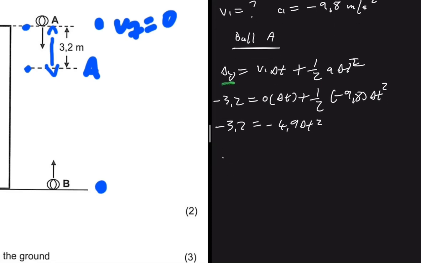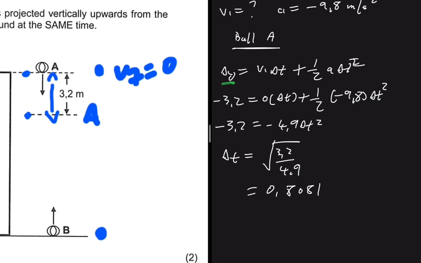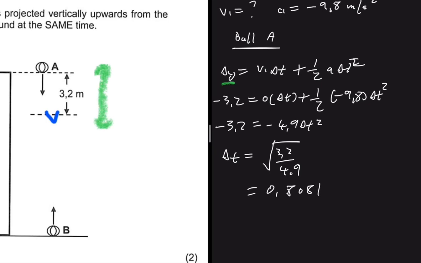If we make delta t the subject of the formula, we're going to get 3.2 divided by 4.9. We know that minus and minus are going to cancel out, right? And our time will be 0.8081. So the time for this part of the motion, from this point to this point, is 0.8081.